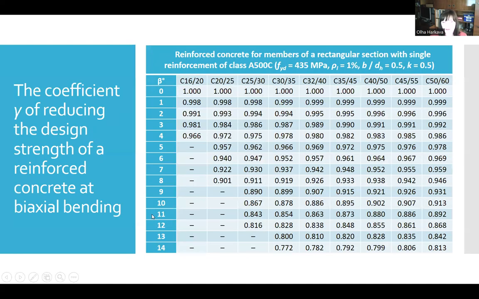Using all derived dependencies, it is possible to determine the coefficient gamma of reducing the design strength of reinforced concrete at biaxial bending, depending on the angle of inclination of the external load plane. At the same time, the ratio of geometrical characteristics of the section and also the longitudinal reinforcement ratio are taken into account. For example, the values of such coefficient gamma for members with reinforcement of class A400C are given in the table in the range of angle beta from 0 to 14 degrees.